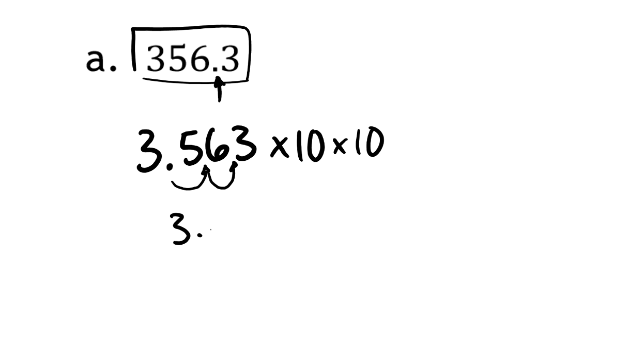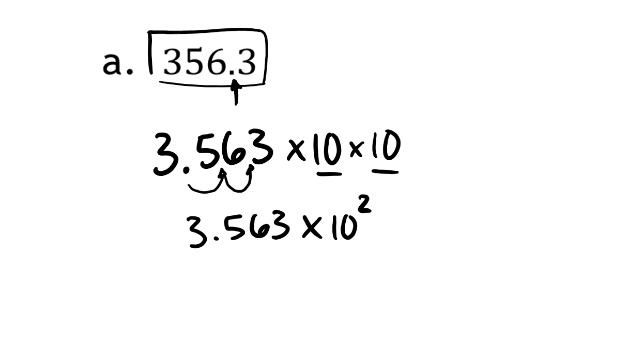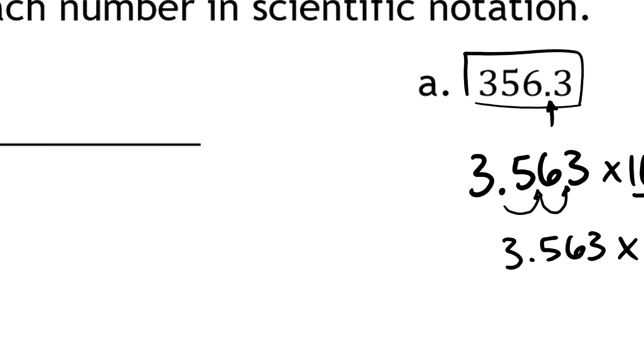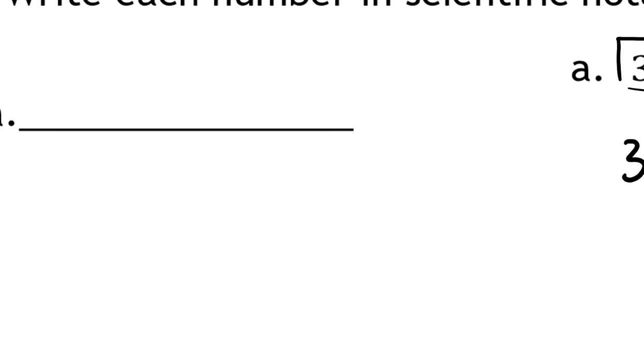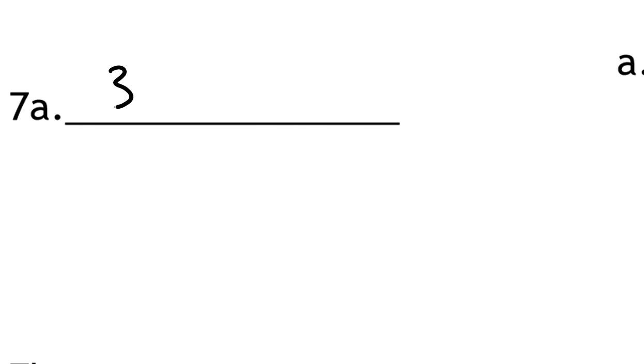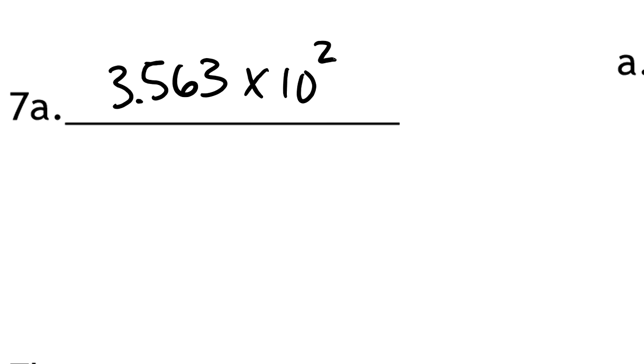That will give me 3.563, and then our notation is times 10 to the second power, because I have 2 factors of 10 that I'm multiplying by. And it is a positive 2. So the answer there to A was 3.563 times 10 to the second power.